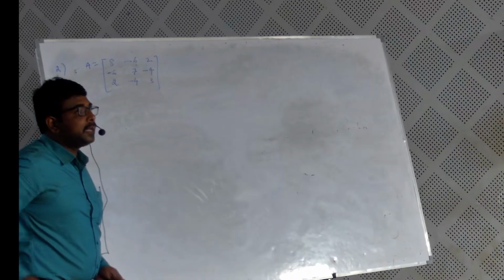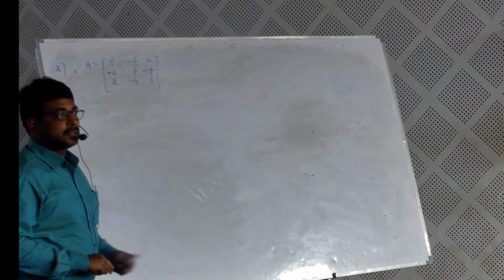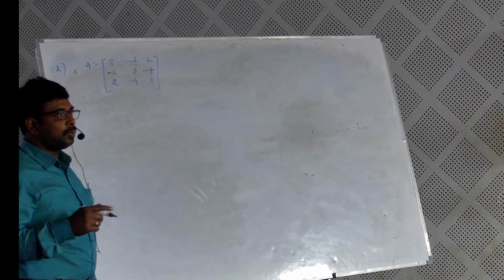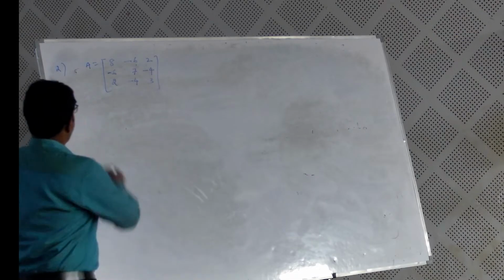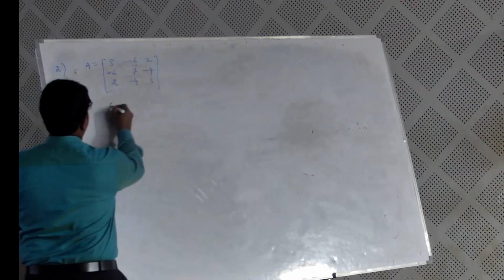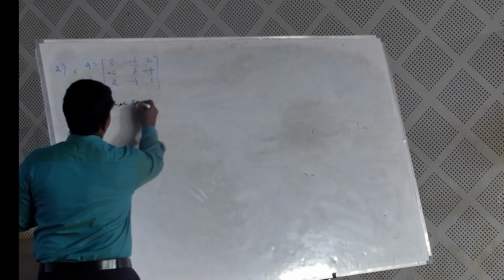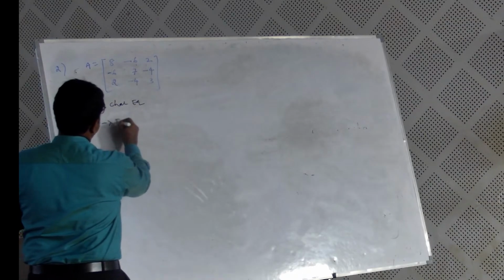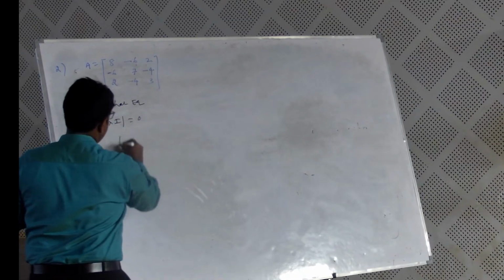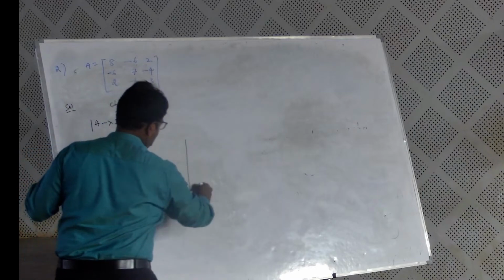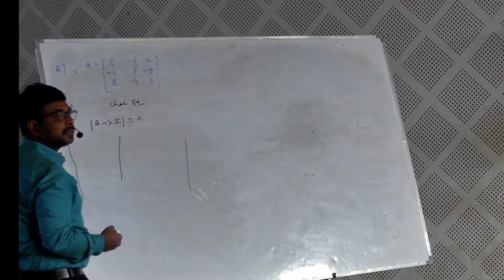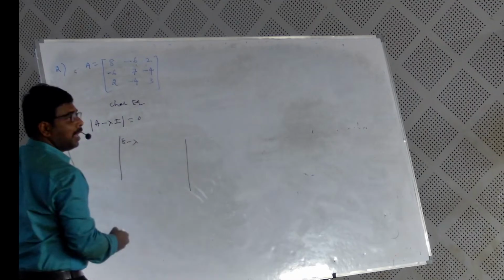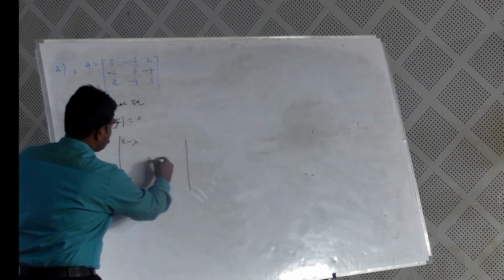What are the elements? 8, minus 6, 2, minus 6, 7, minus 4, 2, minus 4, 3. Okay, dear students, what is the characteristic equation? Determinant of A minus lambda I equal to 0. What are the diagonal elements? 8 minus lambda, 7 minus lambda.